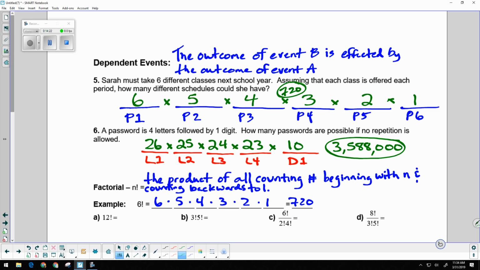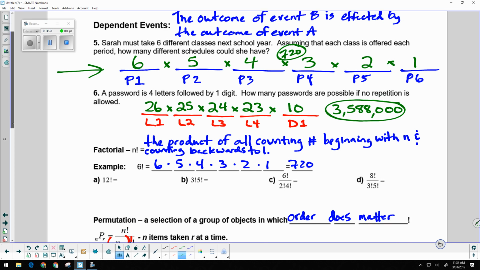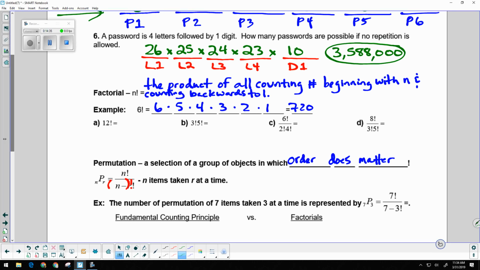Now, you'll notice in number 5 here, we multiplied 6 times 5 times 4 times 3 times 2 times 1. That is what we call a factorial. A factorial is the product of all counting numbers beginning with n, whatever number you're beginning with, whether it's 6 in that example or something else, and counting backwards to 1. Counting numbers are the numbers we count with, like 1, 2, 3, 4, 5, 6.